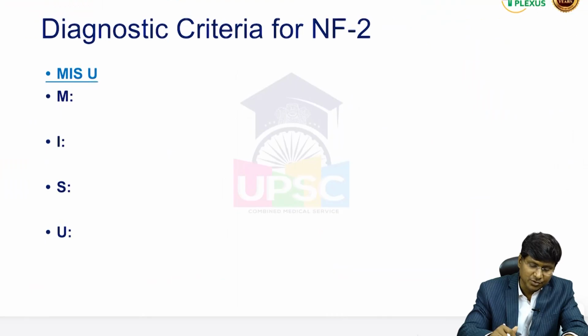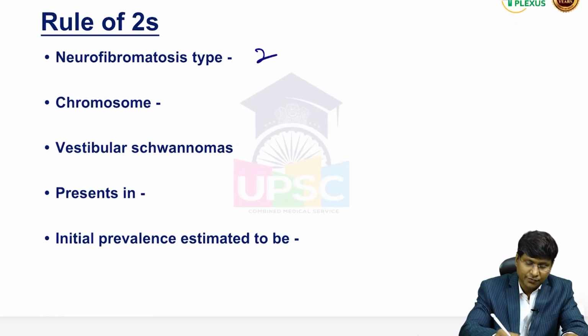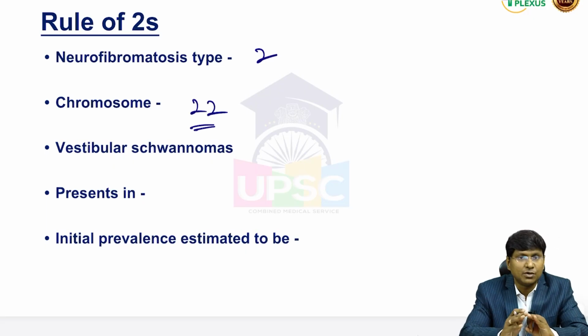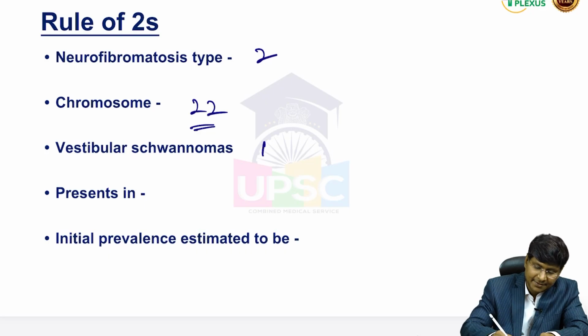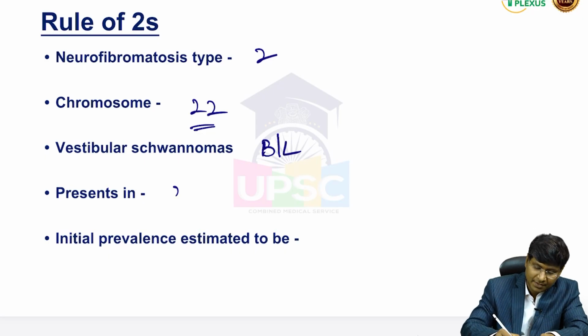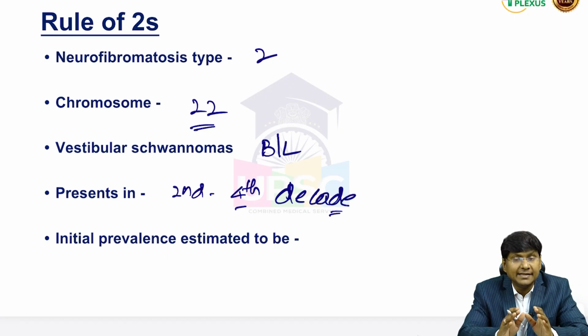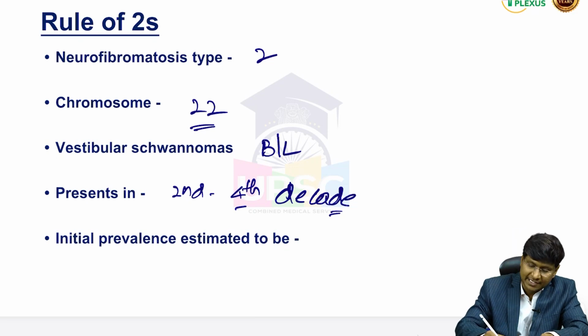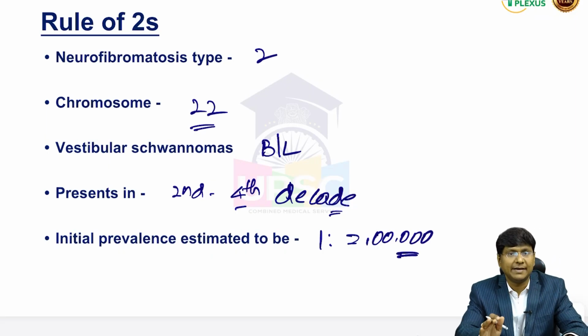And in case of neurofibromatosis type 2, the rule of 2s is that, first and foremost, it is neurofibromatosis type 2, and the gene that is defective is present on chromosome number 22, and there will be bilateral vestibular schwannomas, and they are present in around the second to fourth decade, and the initial prevalence is estimated to be around 1 in 2 lakh population. So this is the rule of 2s in case of neurofibromatosis type 2.